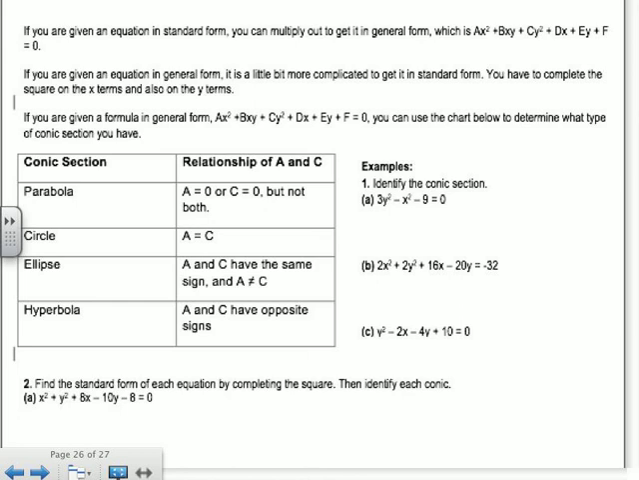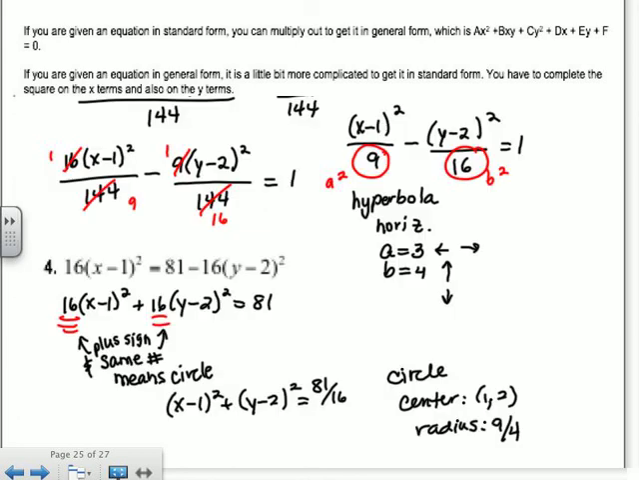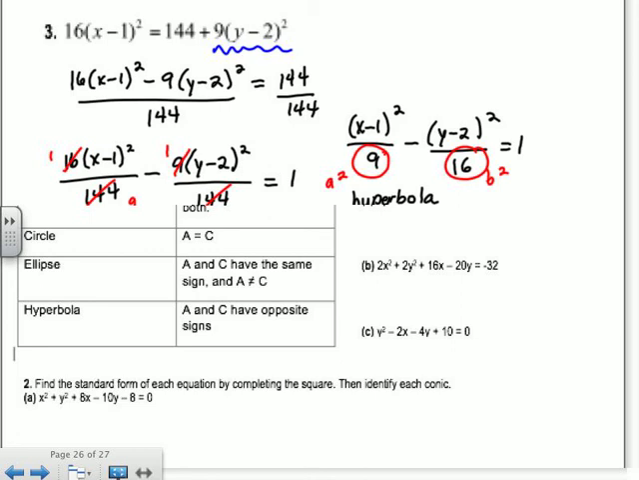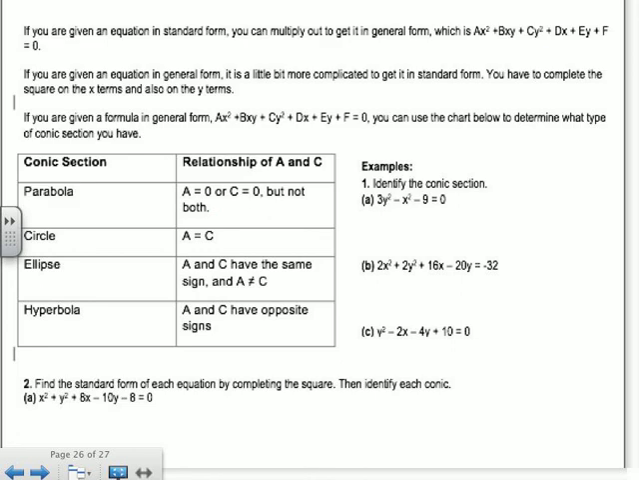Okay, so it says if you're given an equation in standard form, like what we just solved for, you can get it in what we call general form, which is multiplying everything out. So if you started with what I'm underlining in blue, you could FOIL all those things out. You'd have an x squared term, a y squared, something with x, something with y, and you can make it general form. It's kind of long, but the convenience is you can use this chart that's going to tell you what kind of conic section you have: a parabola, a circle, ellipse, or hyperbola.